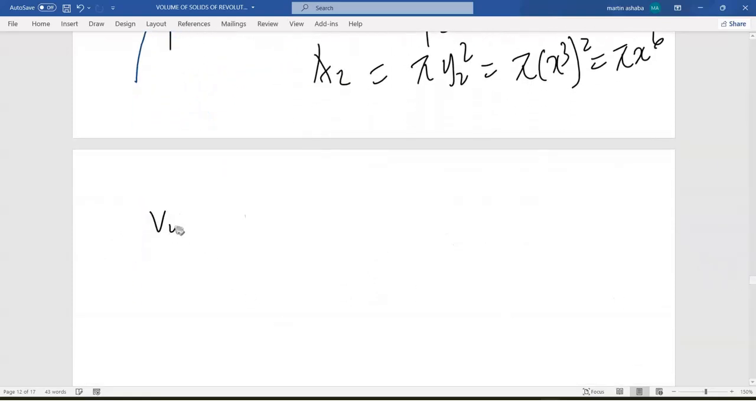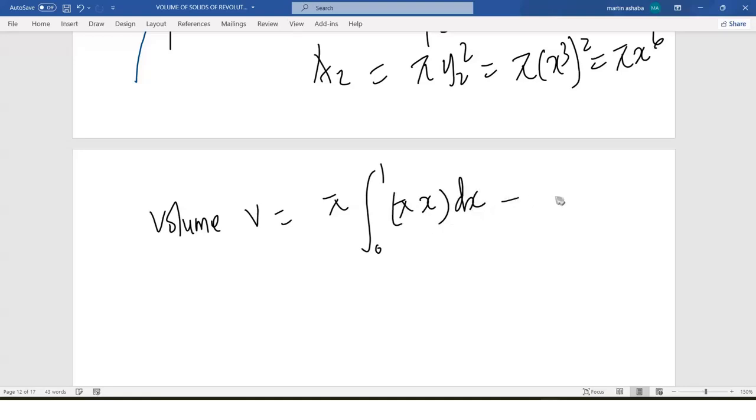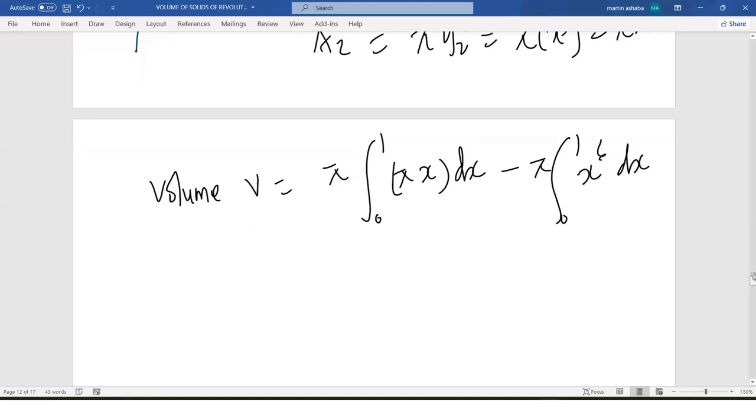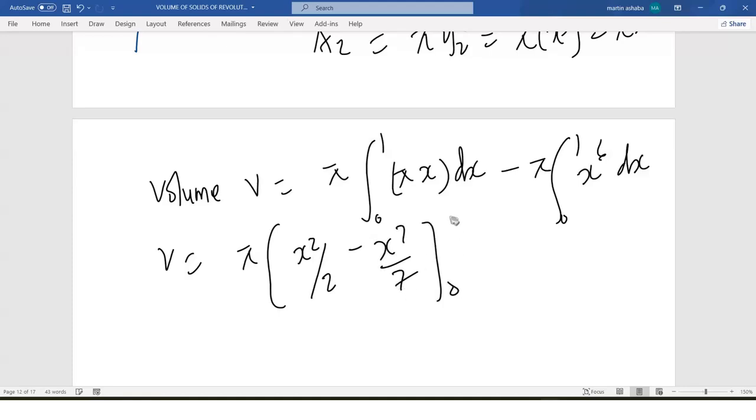So the volume V that is going to be formed is going to be the integral from 0 to 1 of pi x with respect to x, minus pi times the integral from 0 to 1 of x to the power 6 with respect to x. So that volume will be pi times x squared over 2 minus x to the power 7 over 7, from 0 to 1, and this becomes a half minus 1 over 7, everything times pi.